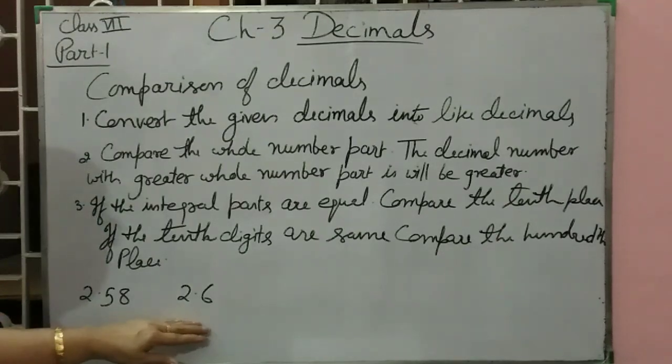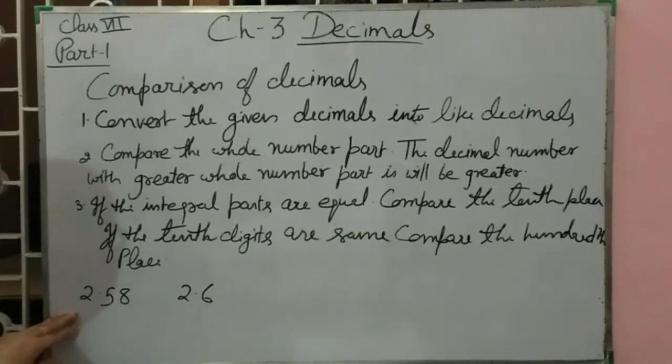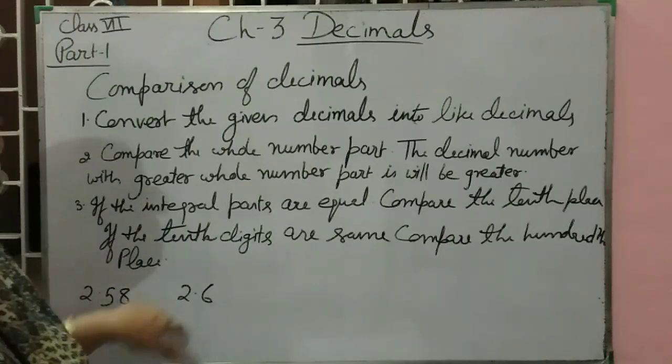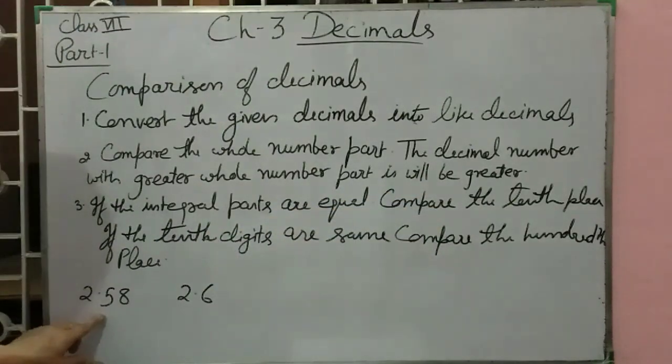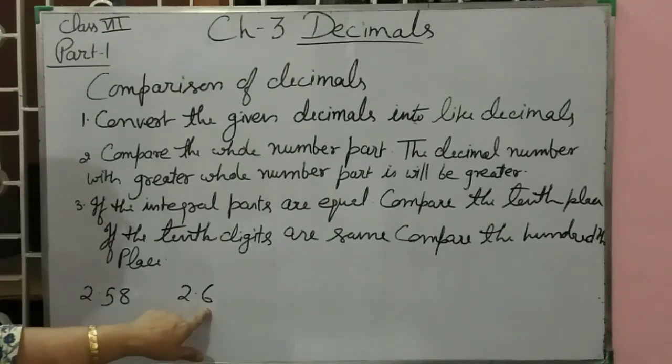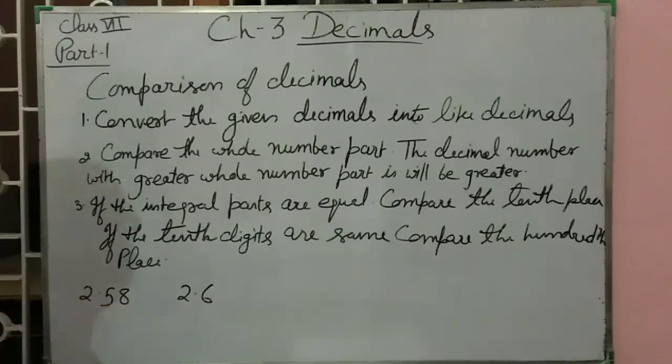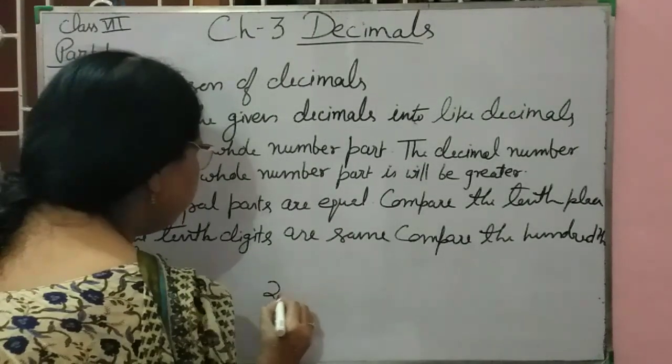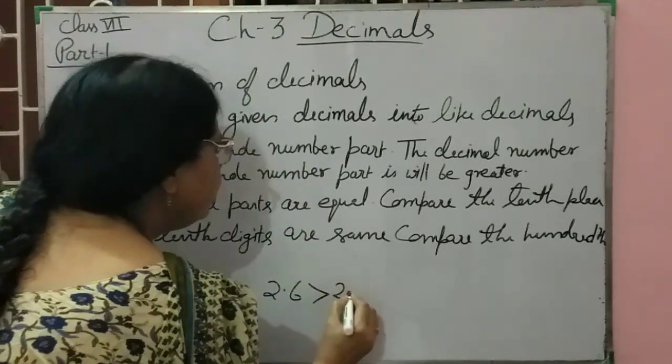इन दोनों नंबर में होल नंबर पार्ट इक्वल है. अगर होल नंबर पार्ट इक्वल है तो नेक्स्ट जाना है, नेक्स्ट स्टेप लेना है. If the integral parts are equal, these parts are equal, whole number part is equal, compare the 10th place. In 10th place here is 5 and in 10th place here is 6. So 2.6 is greater than 2.58.